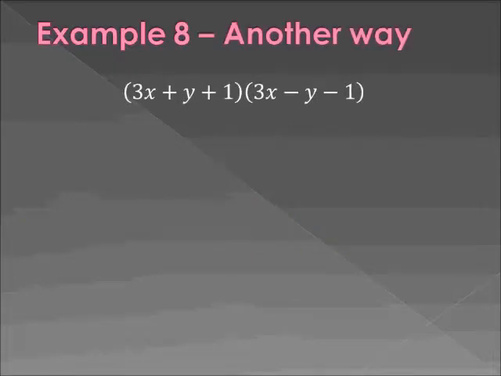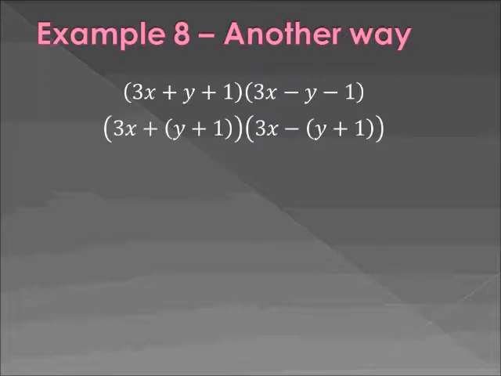Now, of course, there's another way to do this. Astute observers might have noticed that this is actually a difference of squares, and this is how you see it. First of all, I put parentheses around the y plus 1 because the associative property lets me do that. And likewise, I put a minus the quantity y plus 1 over here. So you have 3x plus y plus 1 times 3x minus quantity y plus 1. And so you have a difference of squares.